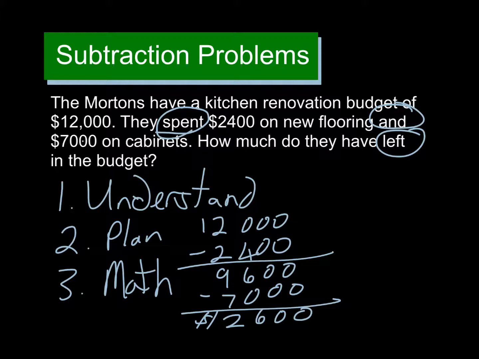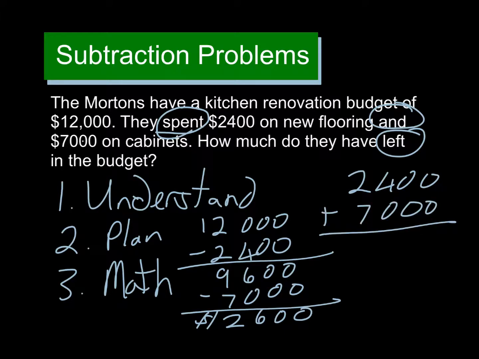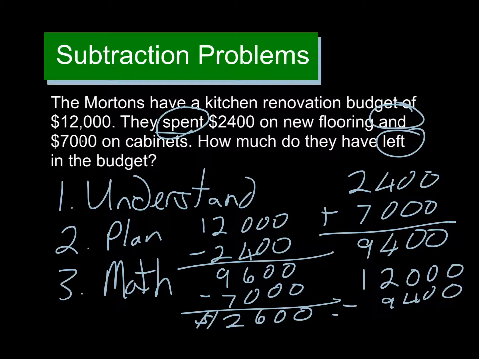And the other approach that you could have taken is you could add $2,400 plus $7,000, because those are the two amounts you're going to take off. Remember, you generally only subtract one number at a time. So you could add those and they would give us $9,400, and we would subtract 12,000 minus 9,400, and it would give us the same answer, $2,600, and again we would have had to borrow.